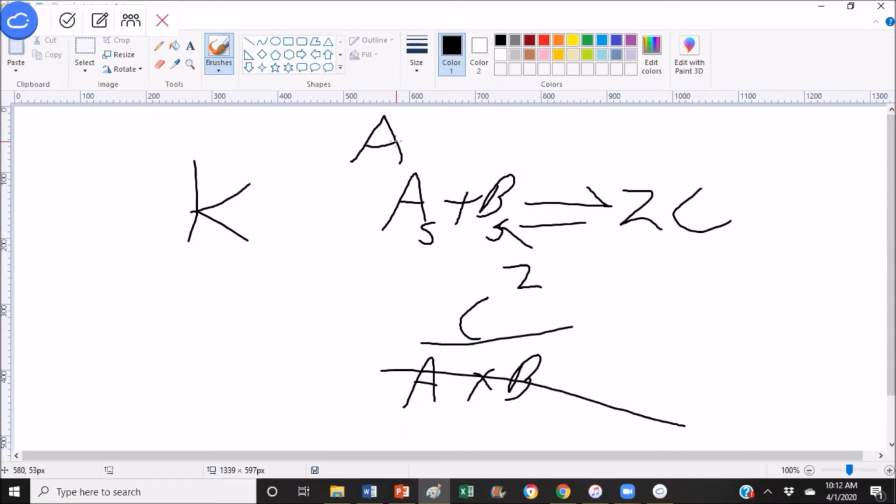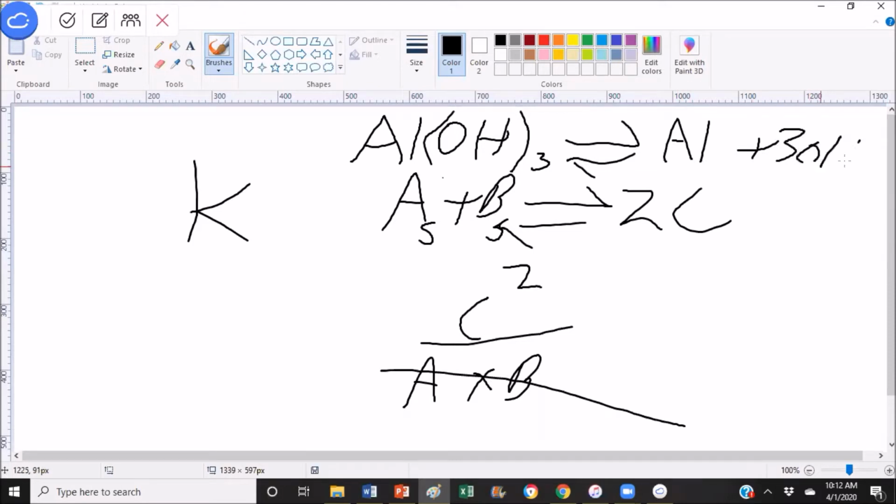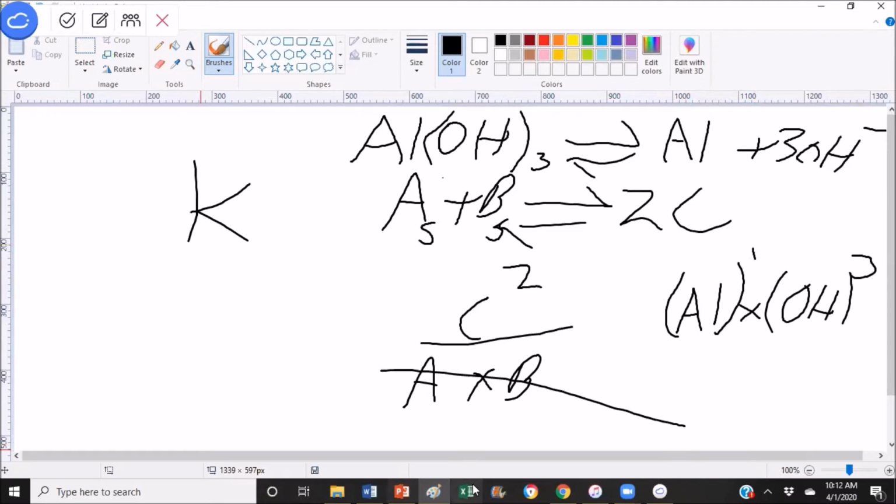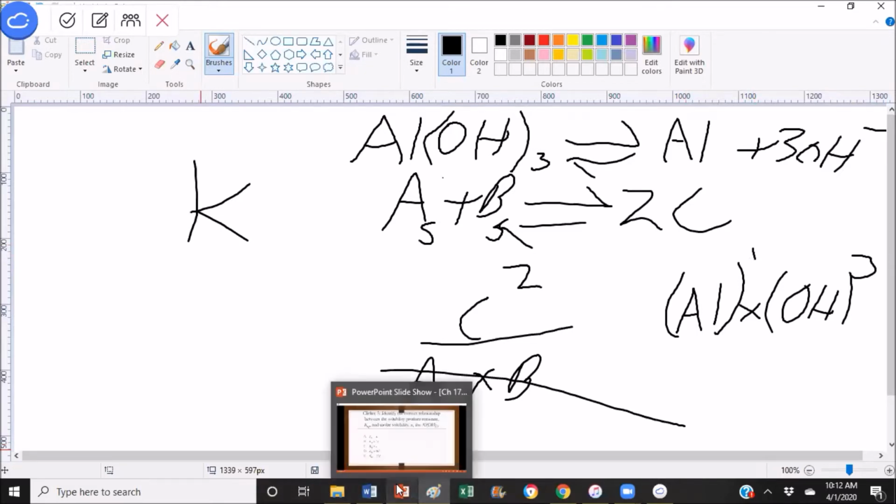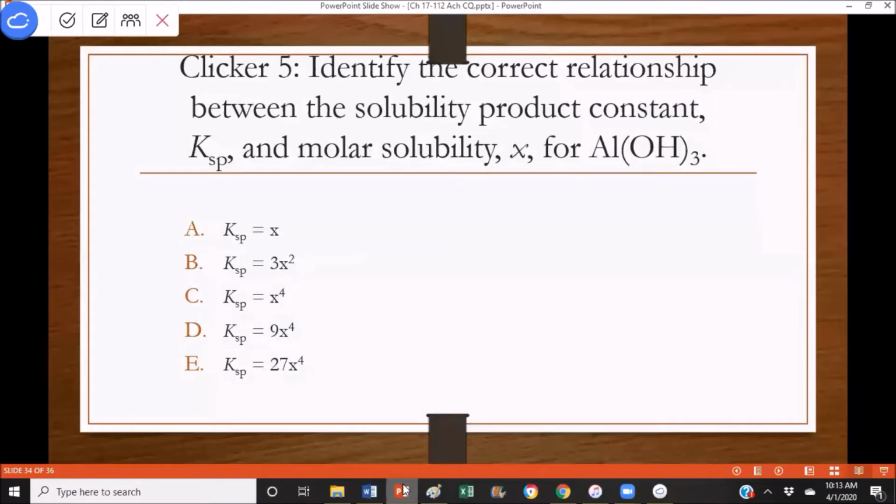So with our aluminum trihydroxide, we're going to break apart into 1 aluminum and 3 hydroxide. So you're going to have aluminum times OH cubed. So don't forget, this is all based on our Ksp. It's all based on our K expressions.